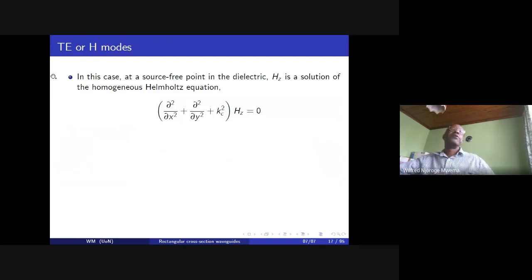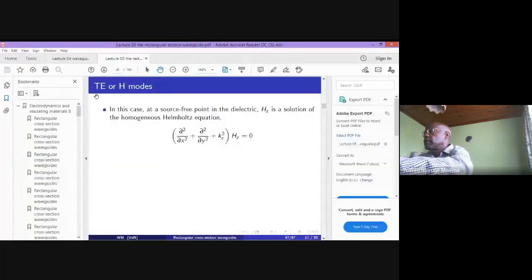So for the TE modes, I don't know how much time I have. I think my time is up, so I'll stop at that, TE modes. Then we can attack it from there tomorrow.